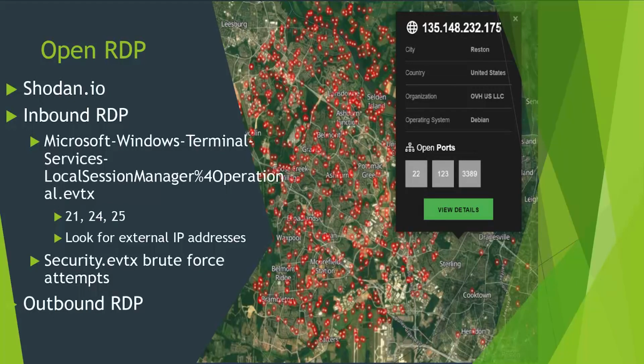Now, RDP, this is one of my favorites. Shodan, it's very helpful. Put in your client's IP address, you can see if it was open or if it was recently closed. I had one, they're like, no, we closed RDP. Look back and we're like, well, the day before your incident, Shodan shows that it was open. And they're kind of like, oh, well, yeah, we closed it when they got in.